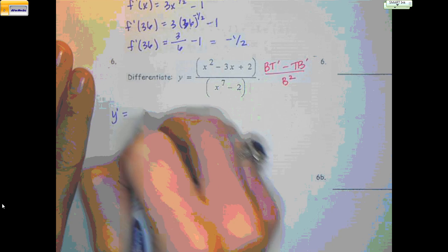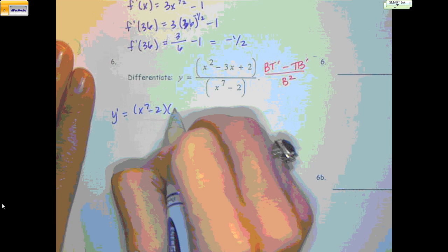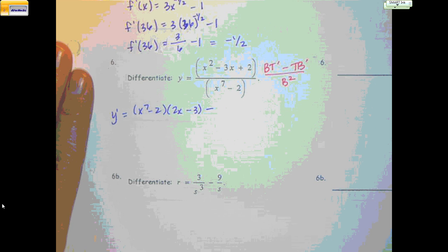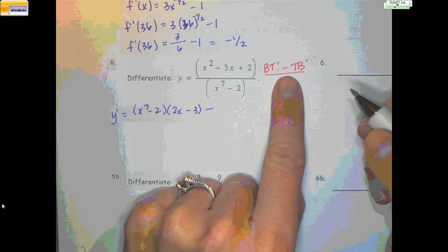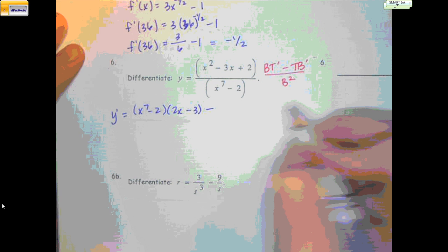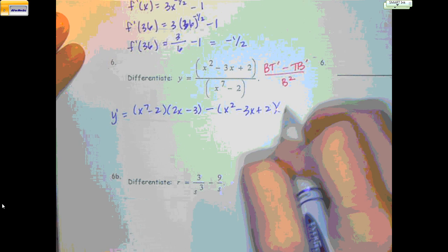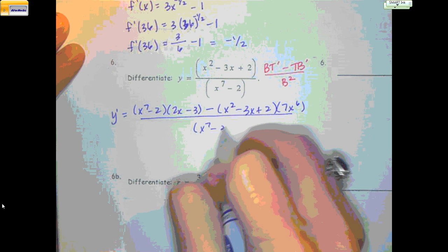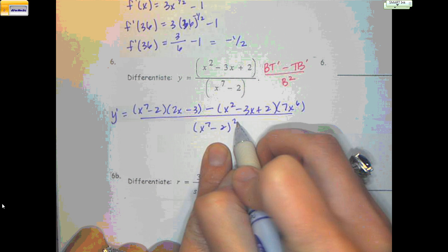Bottom times derivative of the top. So we have x to the 7th minus 2 times the derivative of the top, which is 2x minus 3. Any questions with where I got that so far? Be careful and make sure you know this formula. Several of you put a plus sign between those. Be careful. The top is x squared minus 3x plus 2 times the derivative of the bottom, which is 7x to the 6th. All over, here's another place you messed up. A lot of you guys forgot to square that on the bottom. You've got to know that formula, it's squared.